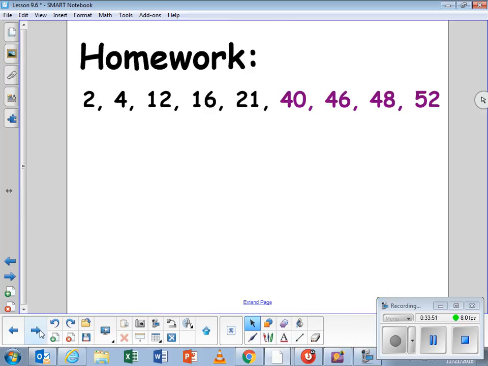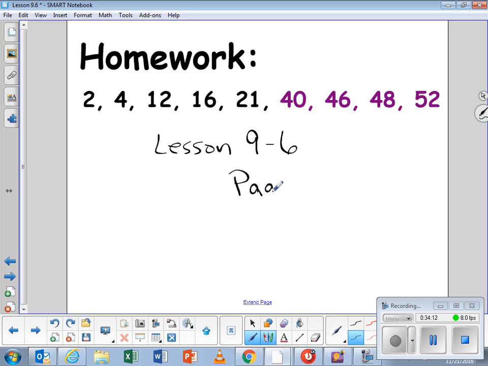Today, I want you to do the 5 problems that are in black. 2, 4, 12, 16, 21. This is lesson 9-6. Anybody know what page it is? Thank you. Just do these 5 today. We'll do another example tomorrow, and then we'll add those 4 and a few more review to make sure we have enough to understand what's going on.